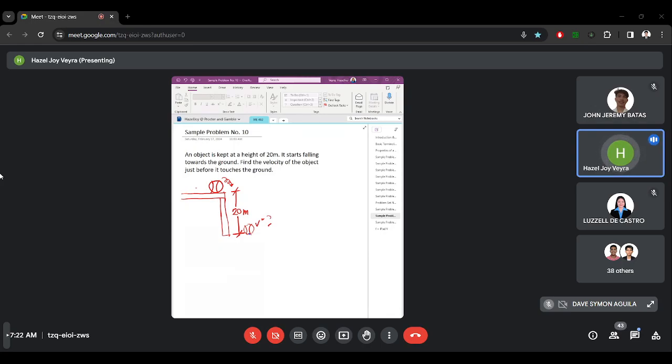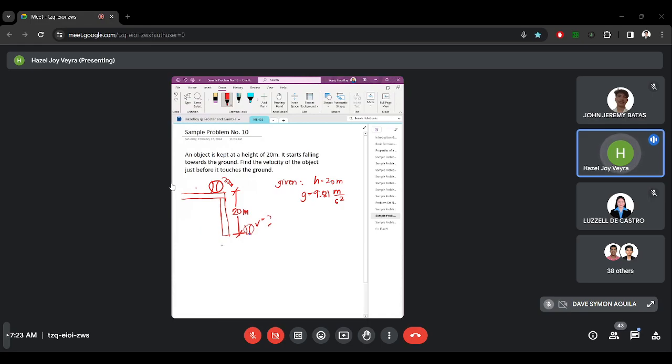So, i-discuss lang natin. But in the exam ha, 8809 siya. 3 decimal places tayo. Anyway, sige, discuss natin. So, in this problem, we're given of the height of 20 meters. Ano pa yung given dito? Wala na, no? And of course, we have also the gravity, which is 9.81 meters per second squared.